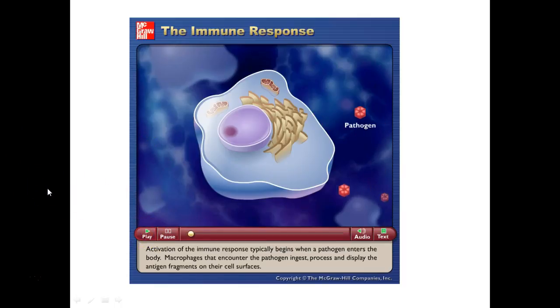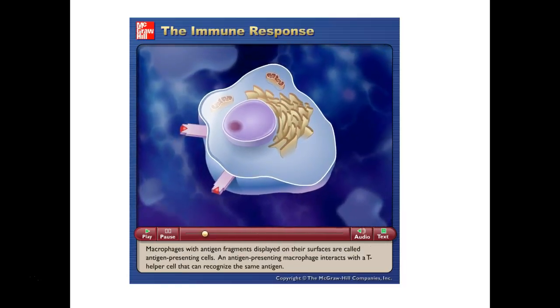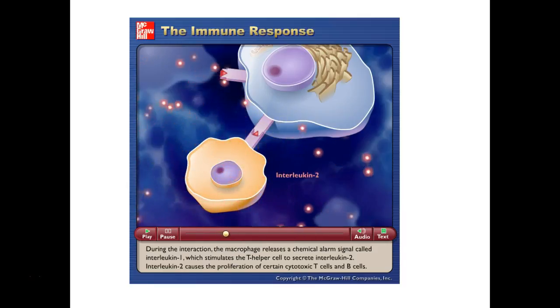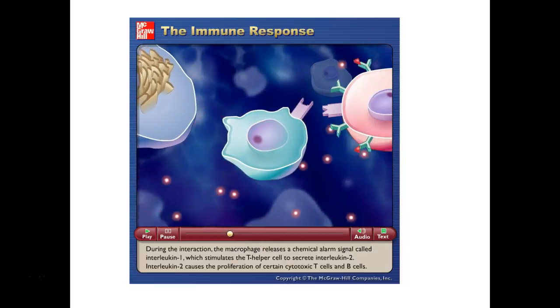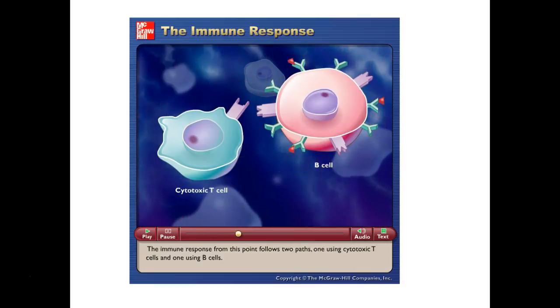Activation of the immune response typically begins when a pathogen enters the body. Macrophages that encounter the pathogen ingest, process, and display the antigen fragments on their cell surfaces. Macrophages with antigen fragments displayed on their surfaces are called antigen-presenting cells. An antigen-presenting macrophage interacts with a T helper cell that can recognize the same antigen. During the interaction, the macrophage releases a chemical alarm signal called interleukin-1, which stimulates the T helper cell to secrete interleukin-2. Interleukin-2 causes the proliferation of certain cytotoxic T cells and B cells. The immune response from this point follows two paths, one using cytotoxic T cells and one using B cells.